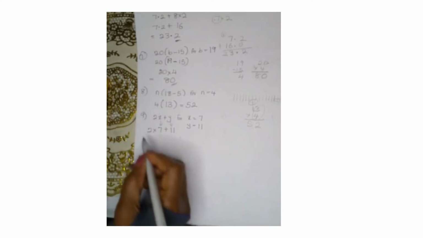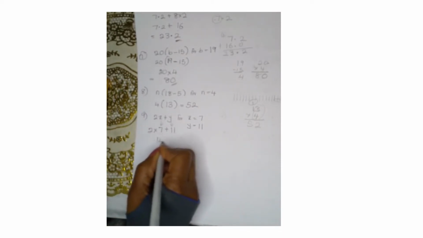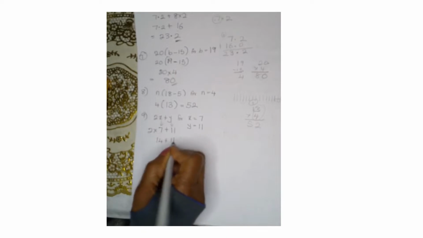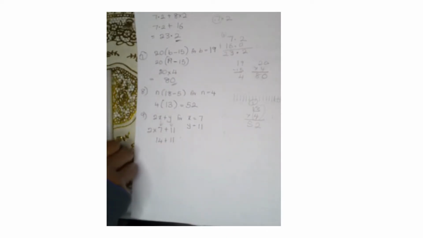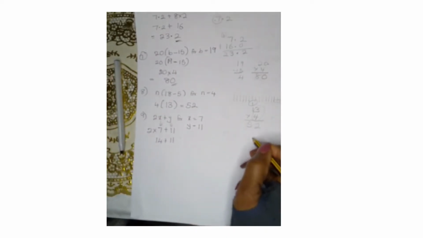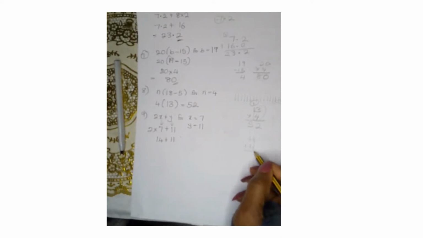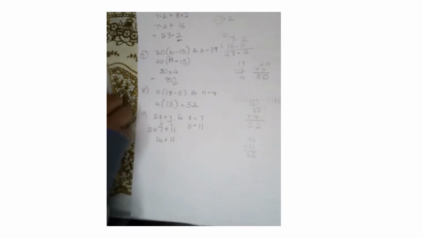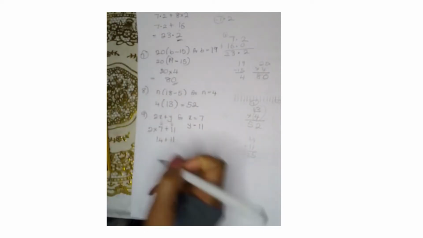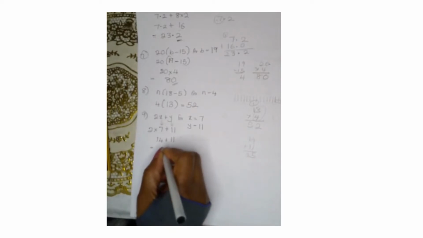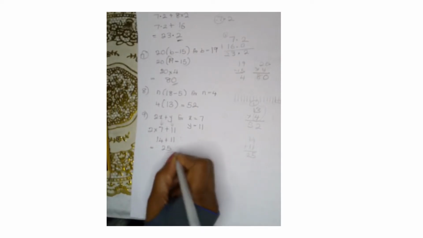So 2 times 7 is 14 plus 11. You can do it this way. 14 plus 11, making it easy. 4 plus 1 is 5. 1 plus 1 is 2. So what do we have here? Here we have 25. This is the answer.